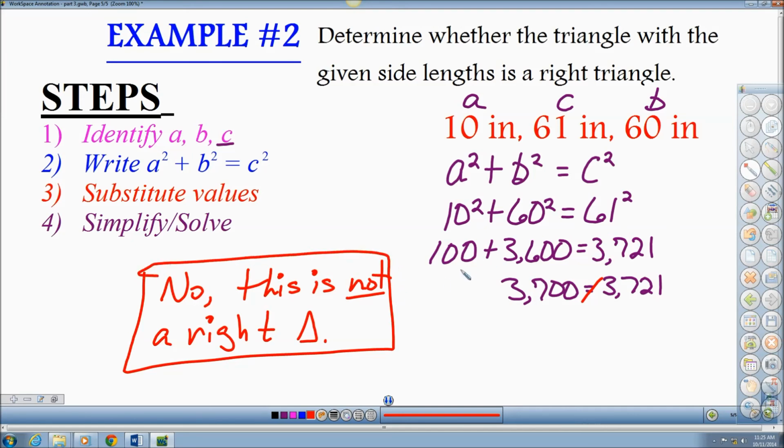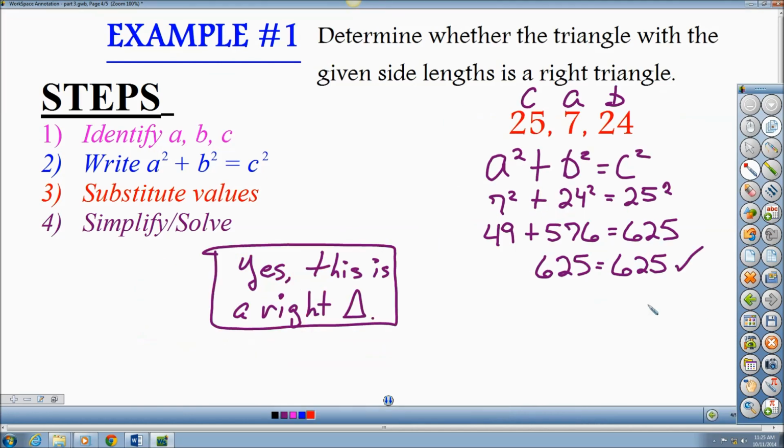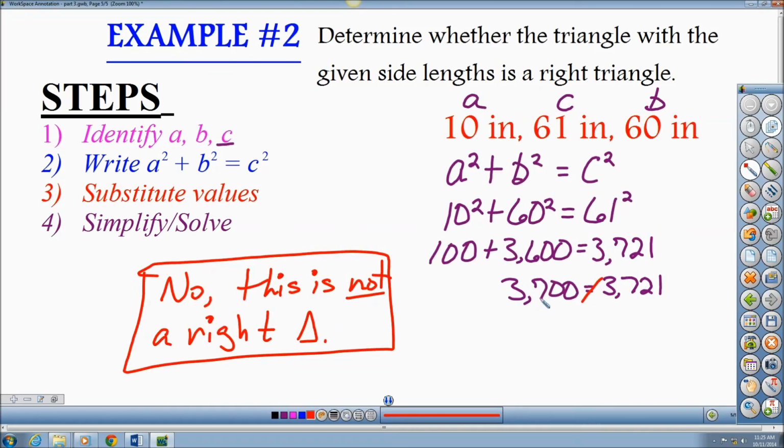It's a very simple process. Just follow the same steps that we've been doing the whole time with the Pythagorean theorem of identifying the sides A, B, and C, writing your Pythagorean theorem, substituting the values, simplifying or solving. If they are equal, which was on this page, then yes, it is a right triangle. If the numeric sentence is untrue and the values are not equal, then it is not a right triangle. I hope this helps you with the converse of the Pythagorean theorem and solving these style of problems.